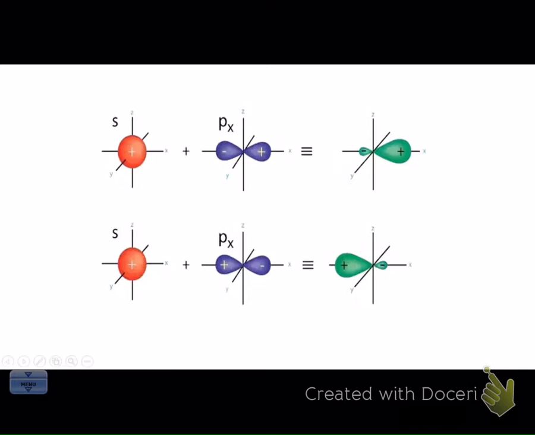So take a look at this, and you can see that when I mix an s and a px, I make this hybrid thing that looks a little bit like a piece of both. And we call that an sp hybrid. Okay? And so the sp hybrid is just a mixing. You get something out that's equivalent. So that's what we mean when we say hybridization.